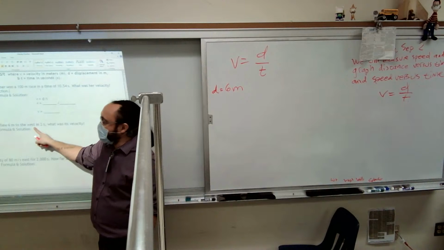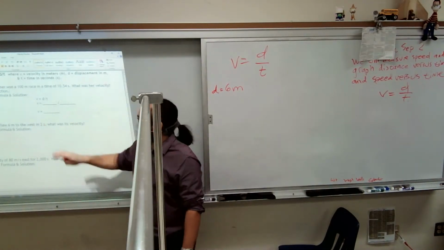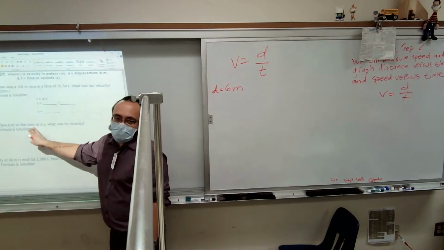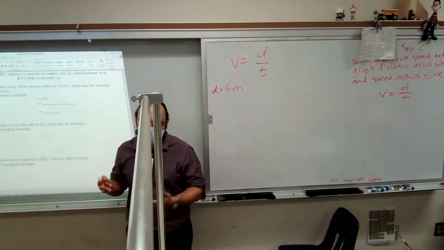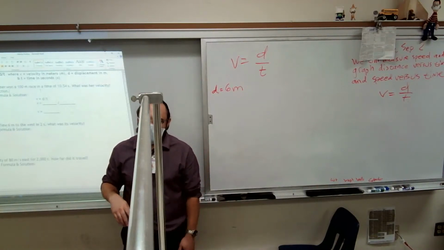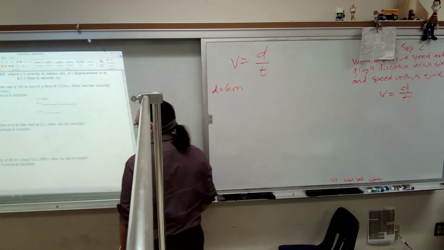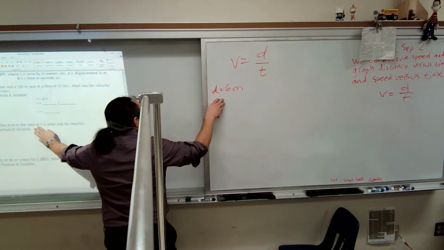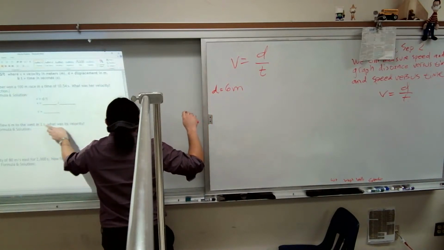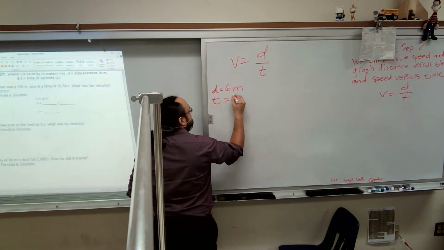That's displacement. We need to know the difference between displacement, which is a vector, and distance, which is a scalar. But we're not going to be distinguishing a whole lot when we're doing calculations and analysis of motion like we're doing. 6 meters to the west, that's our displacement. D equals 6 meters. Time is 2 seconds. 6 meters to the west in 2 seconds.